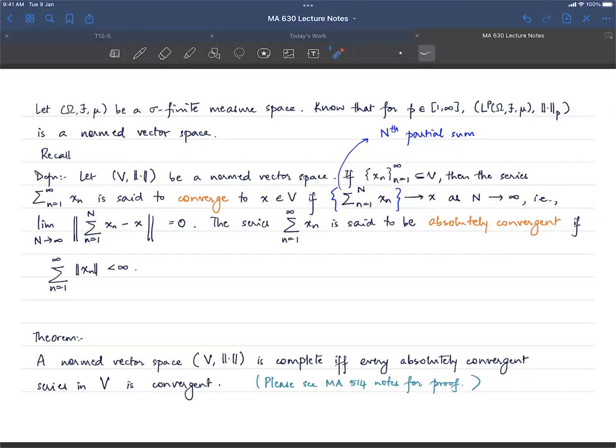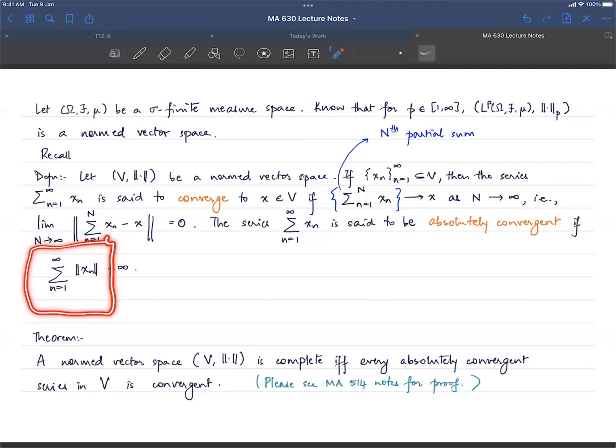What does it mean for a series to be absolutely convergent? Well, the infinite series, sum of x_n, n going from 1 to infinity, is said to be absolutely convergent if, when I first take the norms of all the x_n's and then add them all up, that is also finite. Note that this is an infinite series where I'm adding an infinite number of vectors. This is a series of what? Is it a series of vectors?